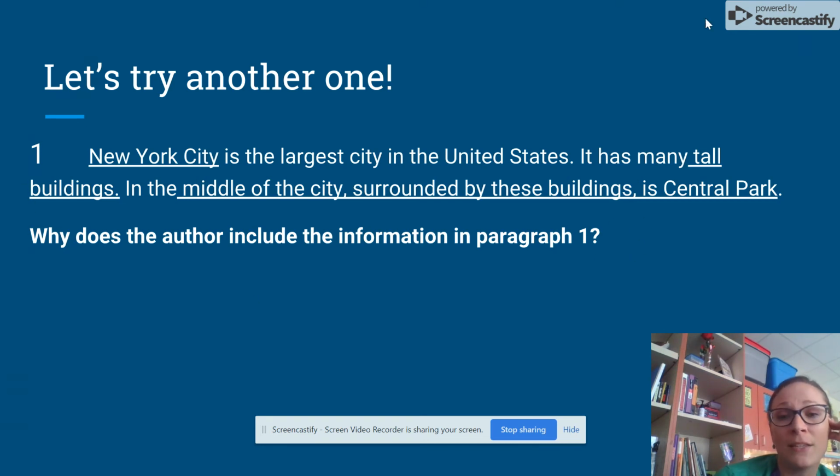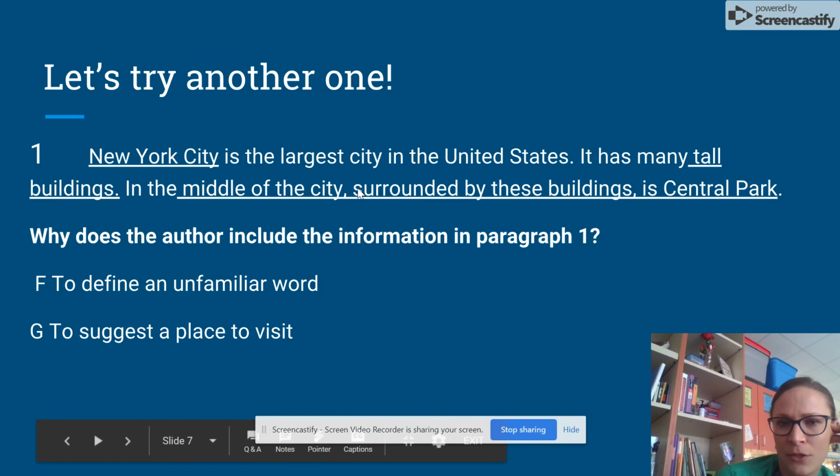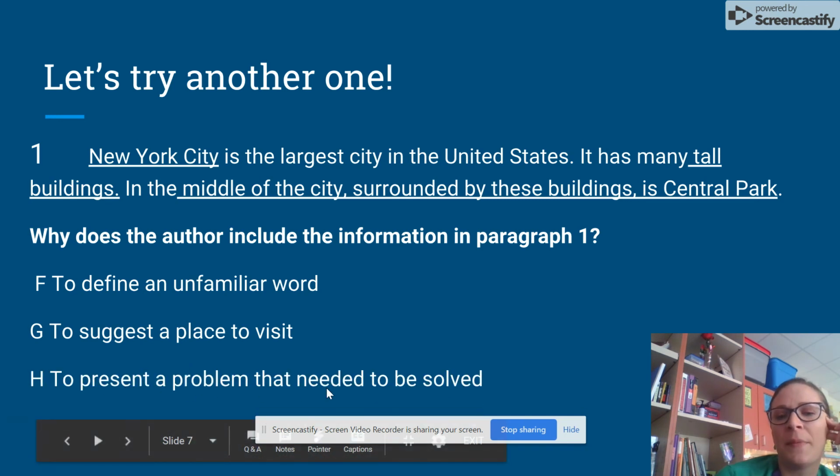First, you need to think about, what is your main idea? What are they telling us in this paragraph? Think about your details. Do our details and our main idea match that they are defining an unfamiliar word? Suggest a place to visit. Do they make you feel like you need to go visit this place? H, to present a problem that needs to be solved. Was there a problem we underlined or read about? And finally, J.